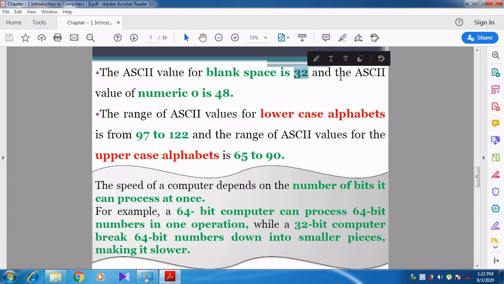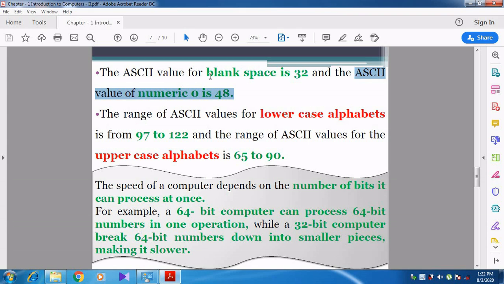Like that, there is an ASCII value for numeric 0. Whenever we press the number 0 in the system, it is converted to 48. It is not considered as 0, it is considered as 48. Then 48 is converted to zeros and ones. Can you understand, students? Again I repeat.